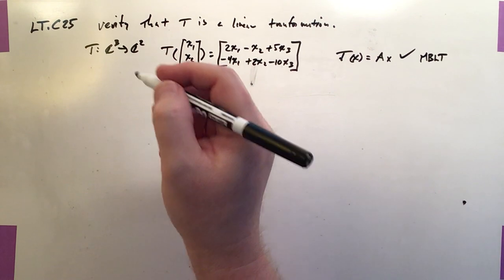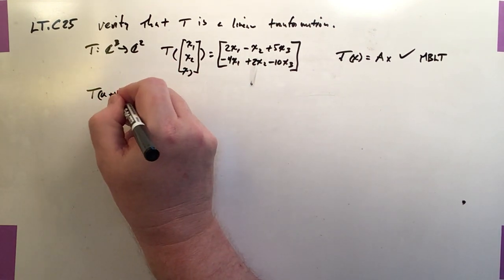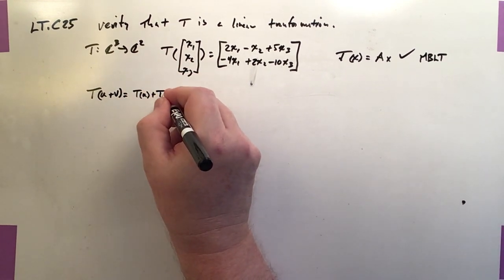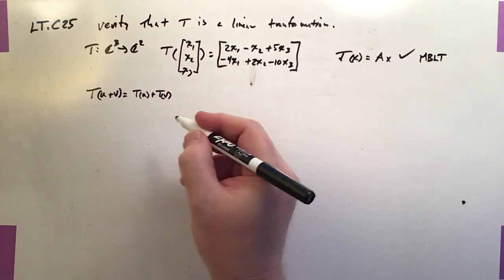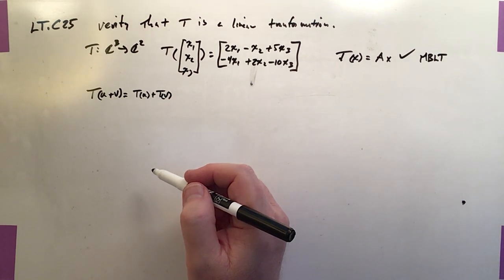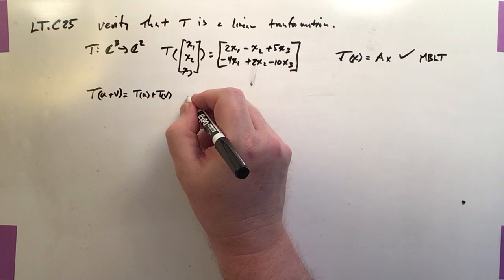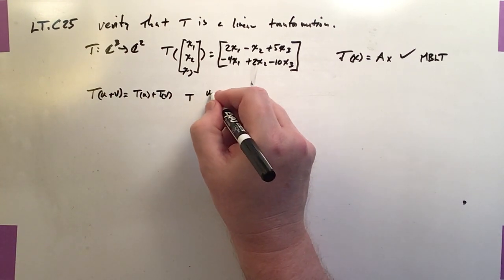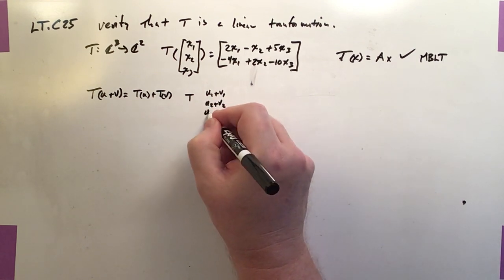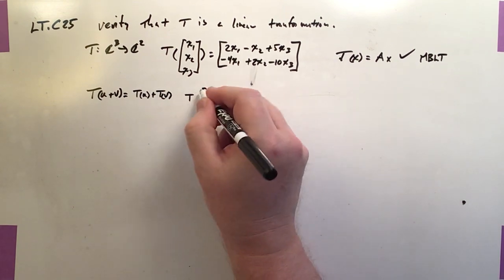So what we want to do is look at T(u + v) and see if that's the same as T(u) + T(v). That's the first condition, so let's check that. T(u + v) is going to replace x1, x2, and x3 by u1 and v1, u2 and v2, all the way up. So we're going to have T, and the new argument is u1 + v1, u2 + v2, and u3 + v3. And we're going to run that through the process.